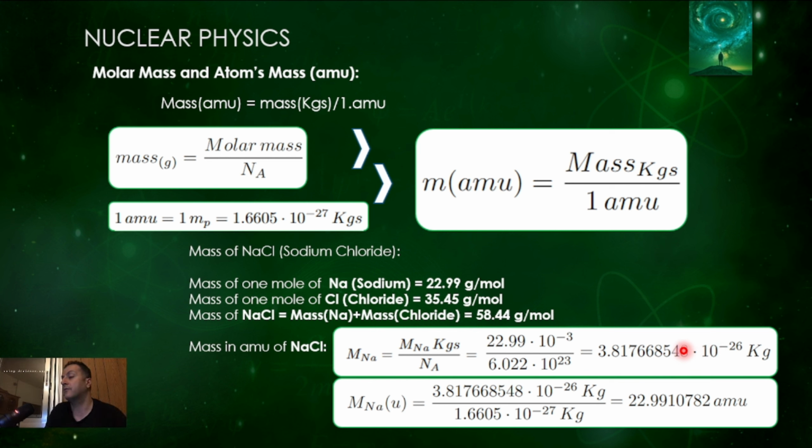Now, to get that value in atomic mass unit, you divide the answer by the mass of one proton, or the AMU again, which is 1.6605 times 10 to the power of minus 27 kilograms, and this is the answer, 22.99 AMU. And by the way, as a note, the mass of sodium chloride would be the sum of the masses of the sodium plus the mass of the chloride.